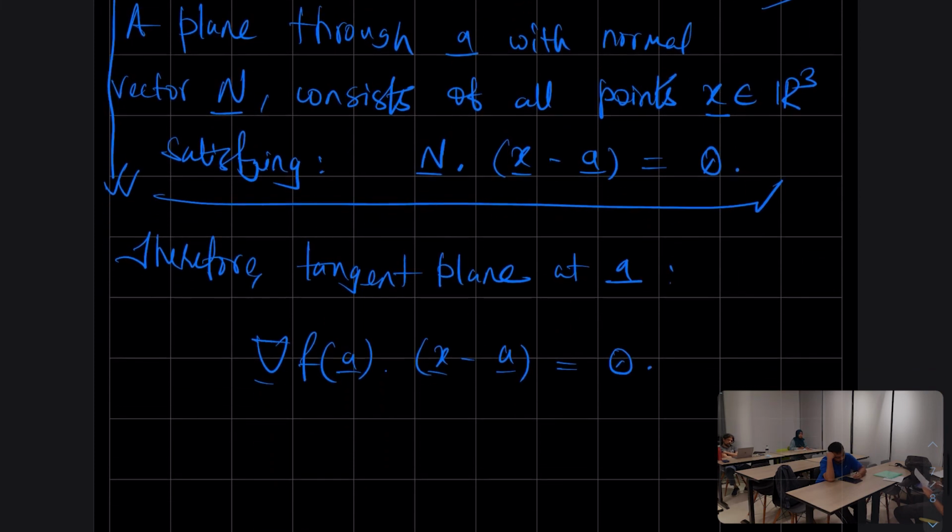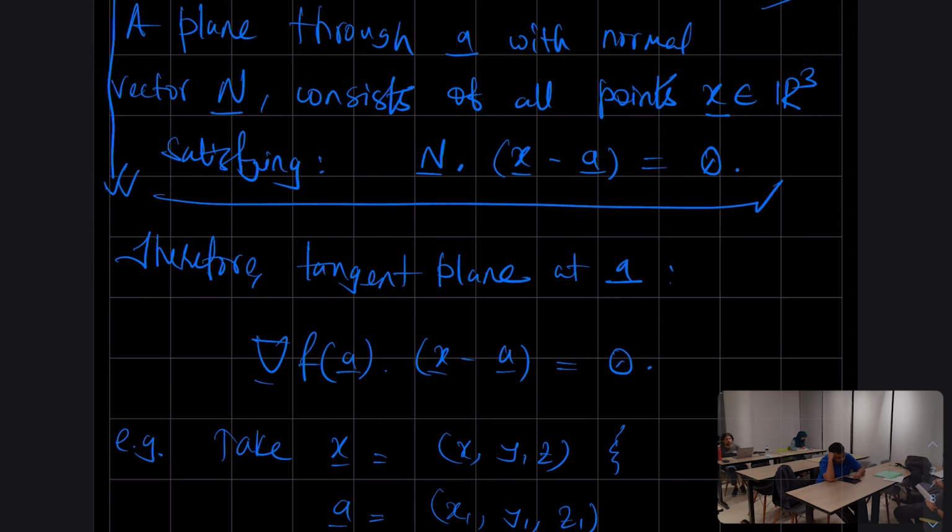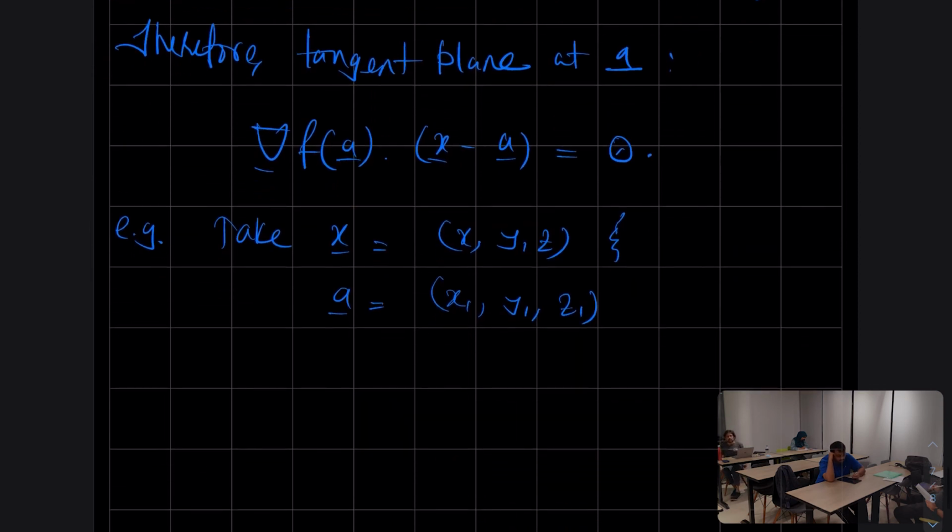Okay. So an example would be that if we take the Cartesian coordinate system, take this and take A to be this. Okay. Then you find this thing.